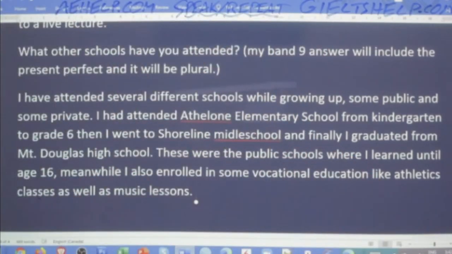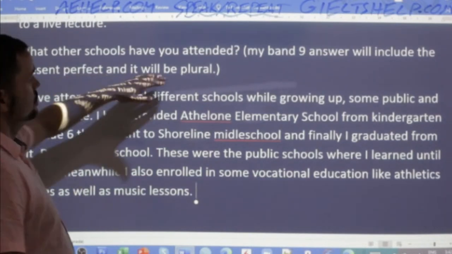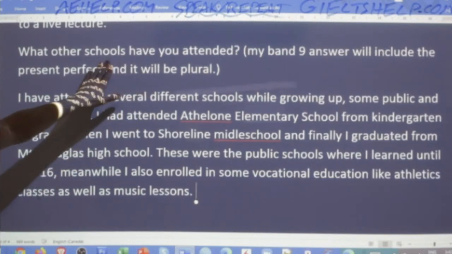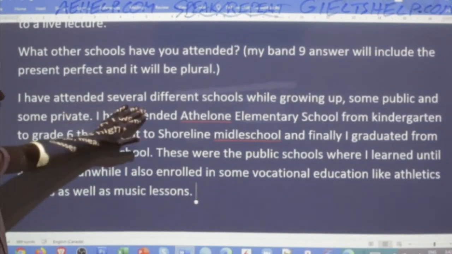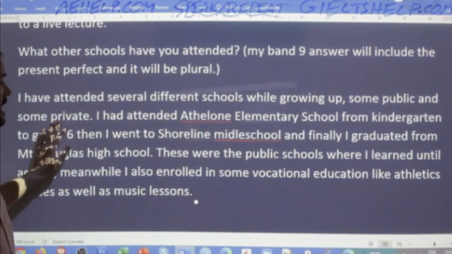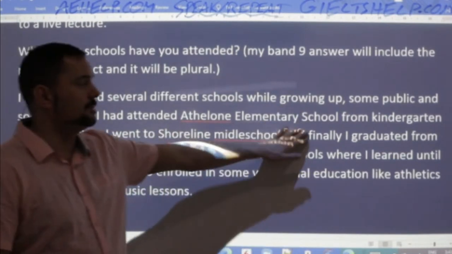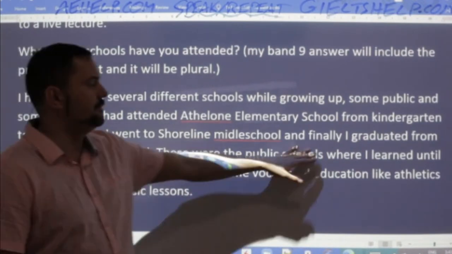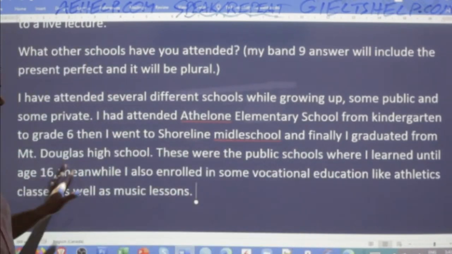So here we go. Repeat after me. What other schools have you attended? Now, again, paying attention to present perfect and plurals. I have attended several different schools while growing up, some public and some private. I had attended Athlone Elementary School from kindergarten to grade 6. Then I went to Shoreline Middle School. And finally, I graduated from Mount Douglas High School.